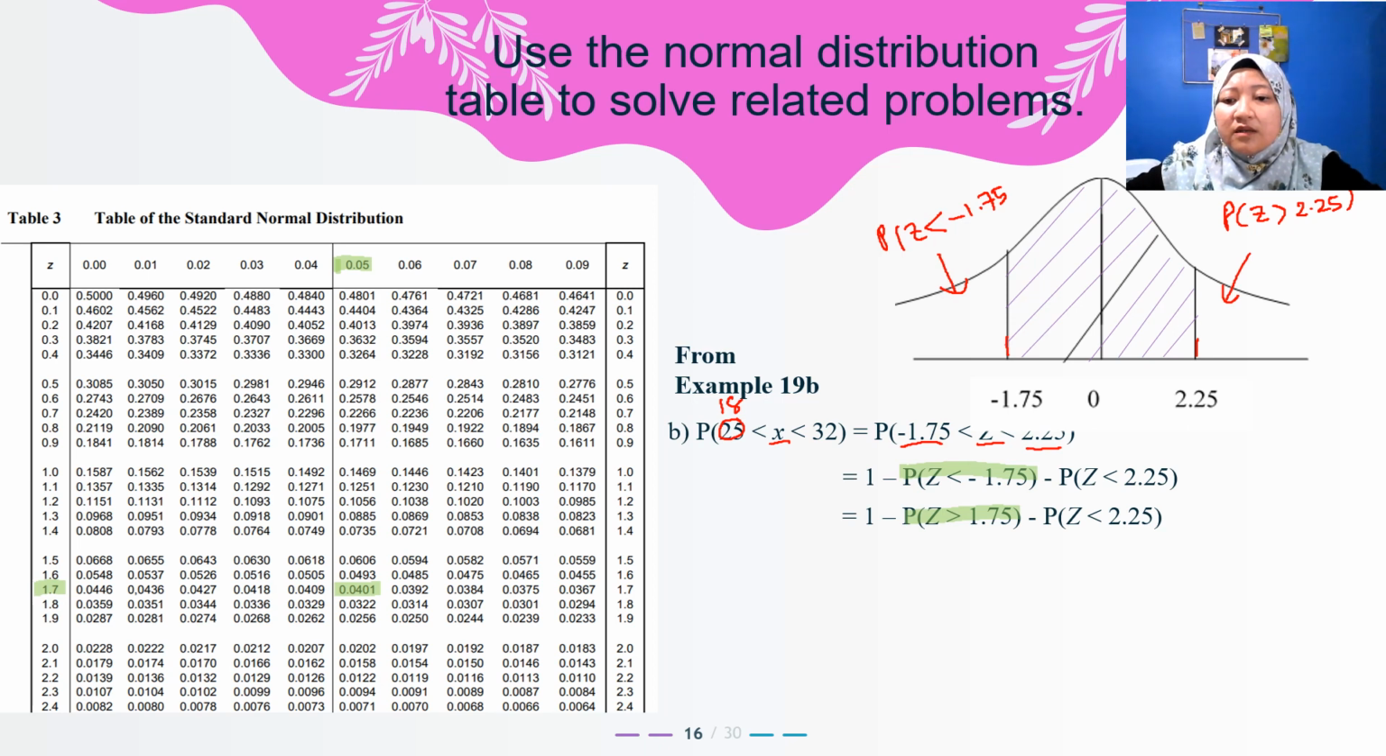Find 2.25. Okay, 2.2 plus 0.05. So we have 0.0122. And the total area is 0.9477.